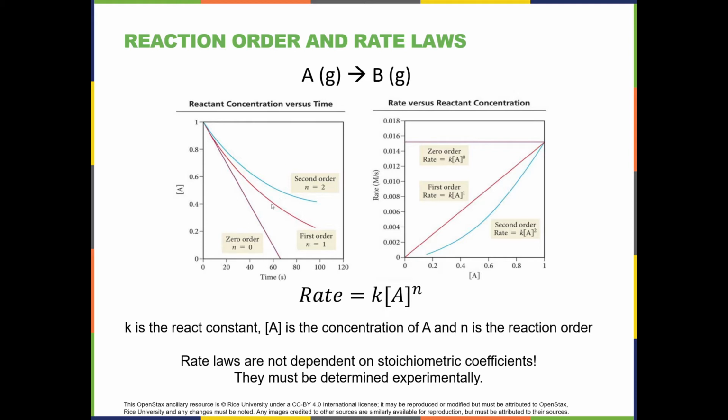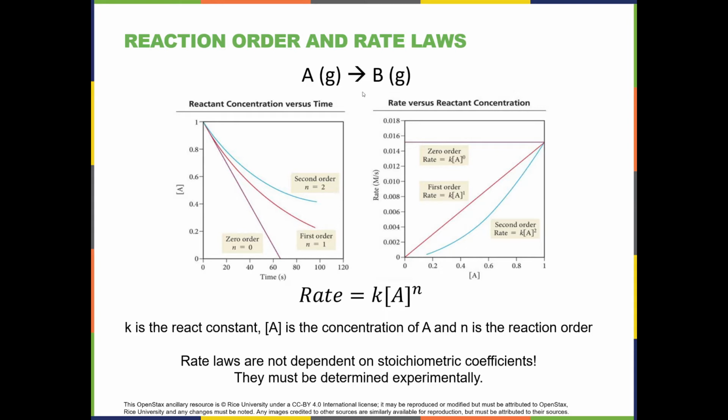One thing that's really important to note, and it says it way at the bottom, so maybe it doesn't seem that important, is rate laws are not dependent on stoichiometric coefficients. They must be determined experimentally. We're going to learn a little bit later on in this chapter about mechanisms of reactions, because it may not be as simple as A instantly forms B.